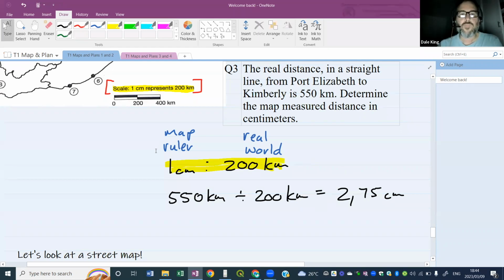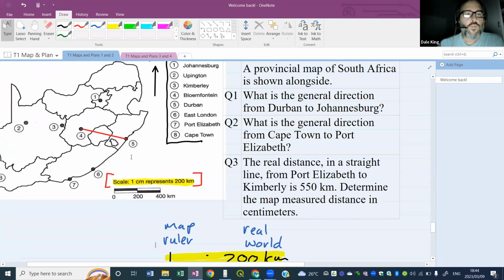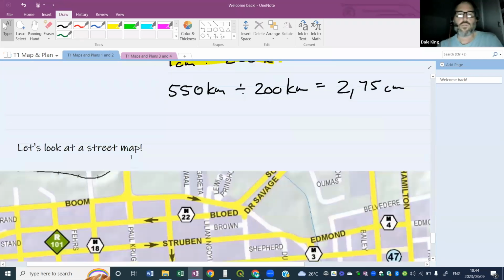Now, let's have a quick look at street maps. Thanks for that question. Direction maps will have questions on direction and scale. You're definitely going to get a scale question and often a direction question. And then they also give you street maps.